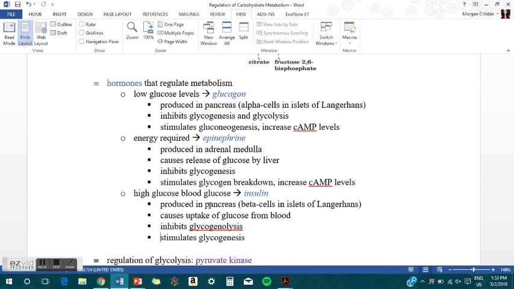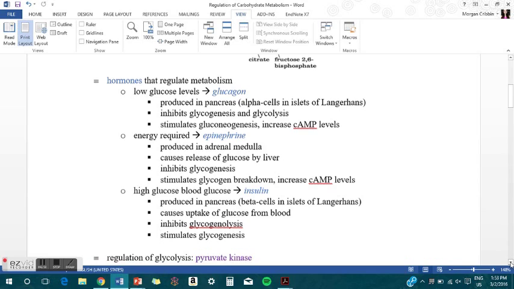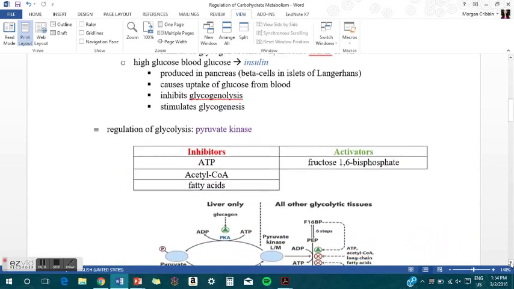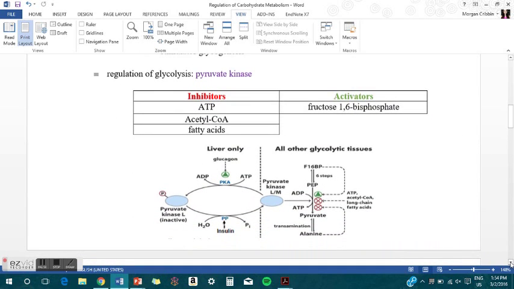So the release of insulin, like we said, if we remember, that's a hormone that acts on the receptor tyrosine kinase cascade. So this is going to cause uptake of glucose from the blood because you have too much in your blood, so you're trying to get rid of that high blood glucose level. And this is going to inhibit glycogenolysis, and it's going to stimulate glycogenesis. So you're not going to be wanting breaking down glycogen. You're going to want to be increasing your stores. So it's going to stimulate glycogenesis.